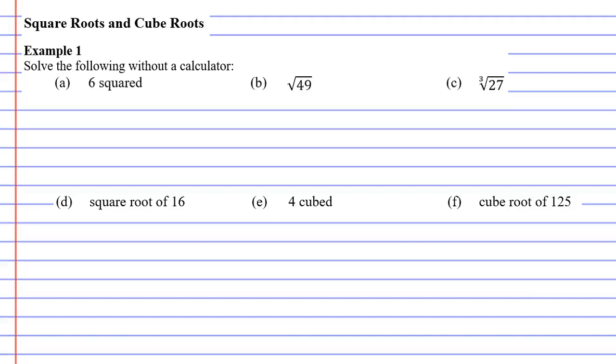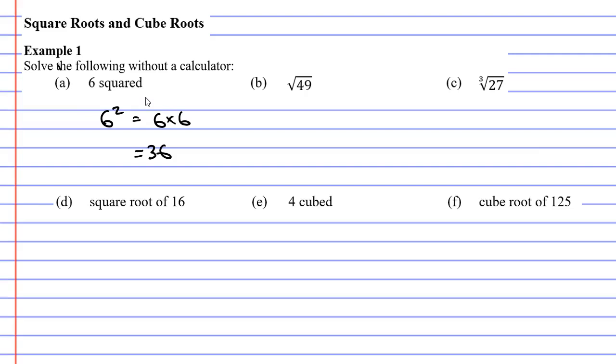In this video we're going to complete example 1 and we're going to solve these questions without the use of a calculator. So we'll start with the first one, which says 6 squared. In case you've forgotten, 6 squared is the same as writing 6 to the power of 2. So this is really just 6 times 6 or 36.